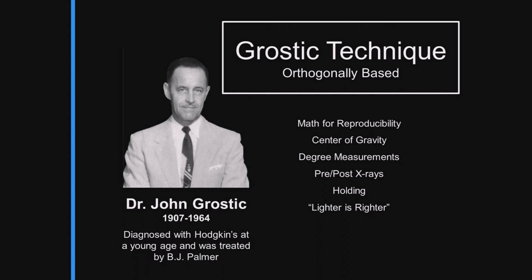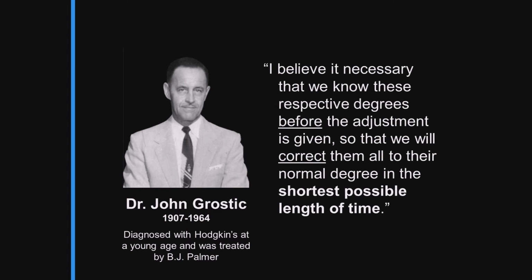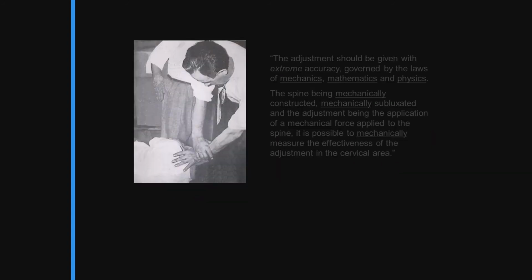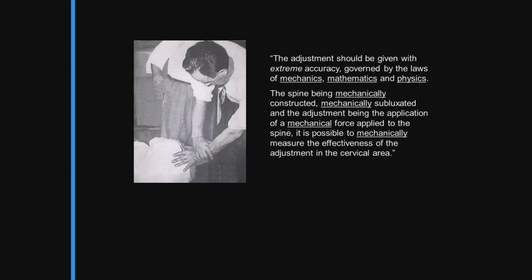He stated, "I believe it necessary that we know these respective degrees before the adjustment is given, so that we will correct them all to their normal degree in the shortest possible length of time." He went on to say that the adjustment should be given with extreme accuracy, governed by the laws of mechanics, mathematics, and physics. The spine being mechanically constructed, mechanically subluxated, and the adjustment being the application of a mechanical force applied to the spine, it is possible to mechanically measure the effectiveness of the adjustment in the cervical area.